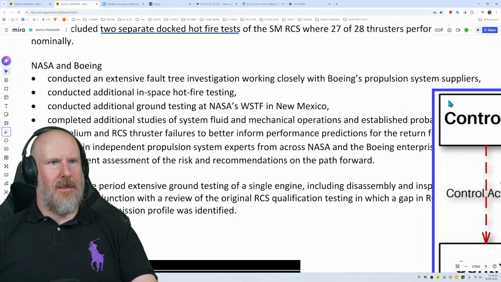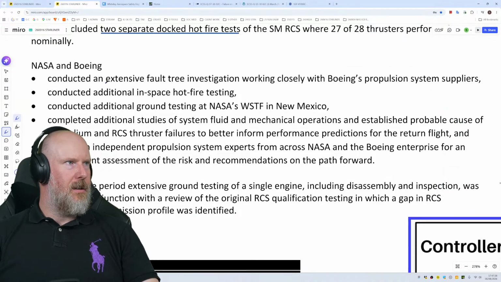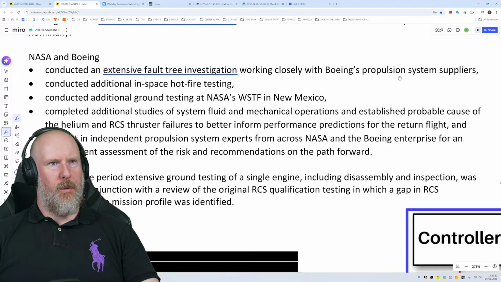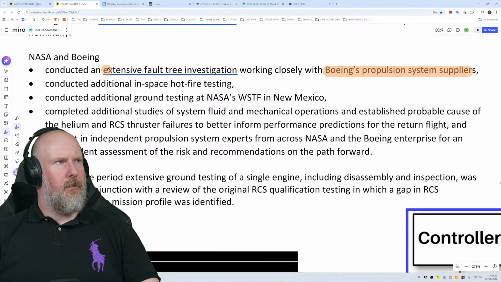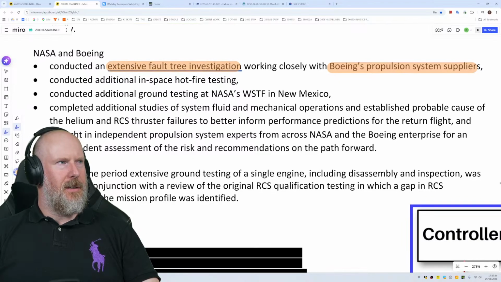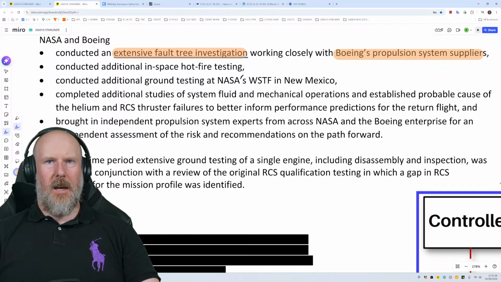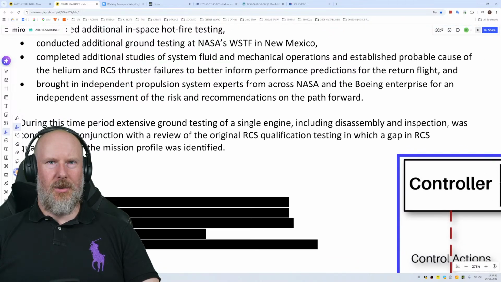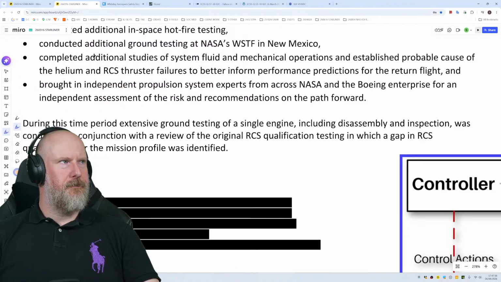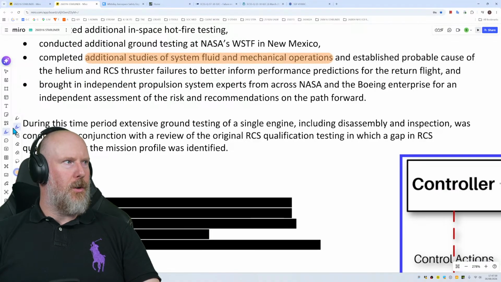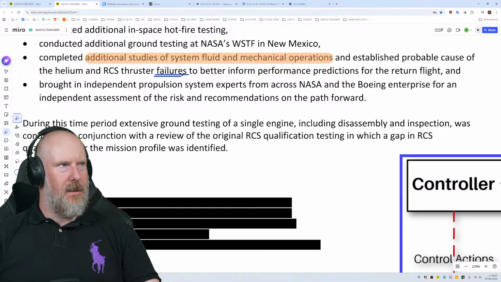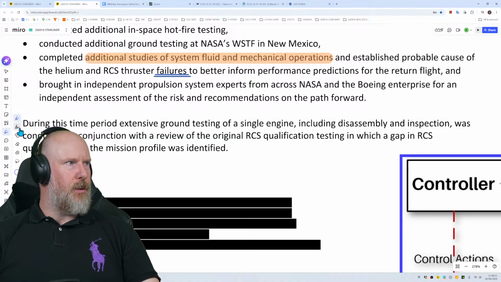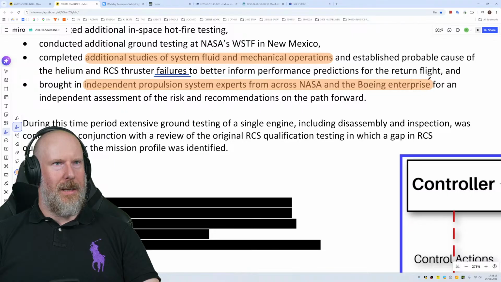NASA and Boeing conducted an extensive fault tree investigation, working closely with Boeing's propulsion system suppliers, conducting additional in-space hot fire testing, conducted additional ground testing at NASA's White Sands test facility in New Mexico, completed additional studies of system fluid and mechanical operations, and established the probable cause of the helium and RCS thruster failures to better inform performance predictions for the return flight, and brought in independent propulsion system experts from across NASA and the Boeing enterprise for an independent assessment of the risk and recommendations on the path forward.